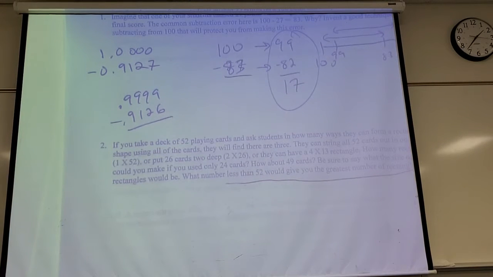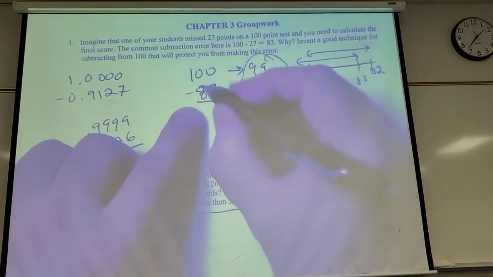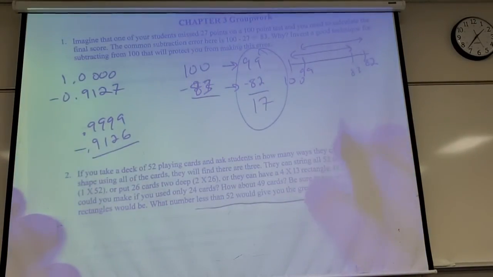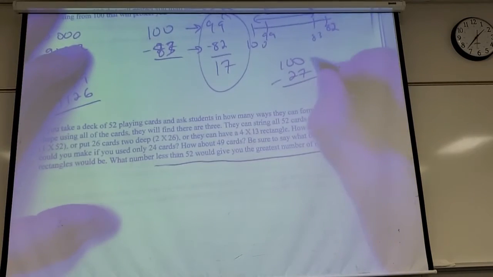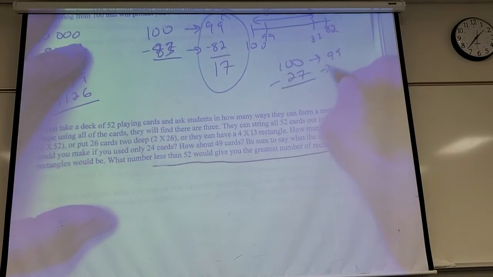Yes? Why are we subtracting from 83 in the upper first column? It's 27. Oh, it was 27. I had it backwards. I had it the right way the first time. Adding. So the method still works. So it should be 100 minus 27. You can make that 99. You can make that 26, and it's still 73.